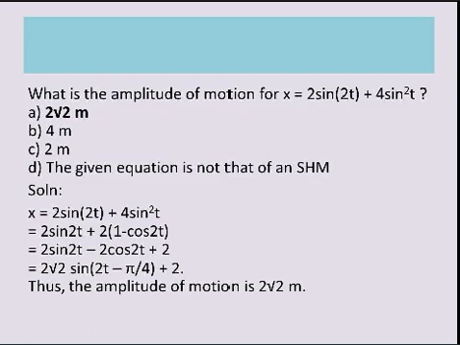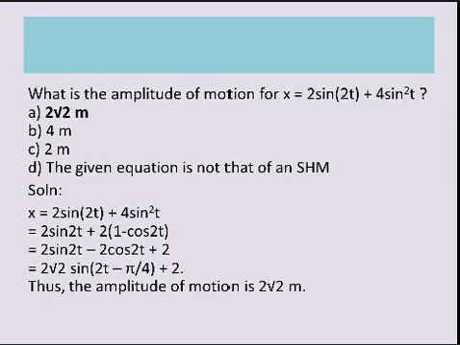What is the amplitude of the motion? They gave you the displacement equation x is equal to 2 sine 2t plus 4 sine square t. So we are interested in finding the amplitude. The options given are 2 root 2 m, 4 m, 2 m, and the last is that the given equation is not a simple harmonic motion, but this is a simple harmonic motion.